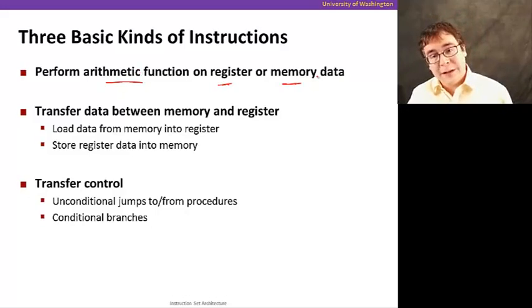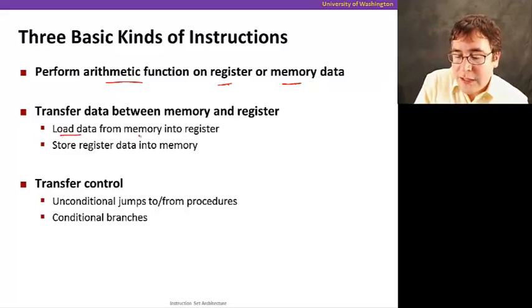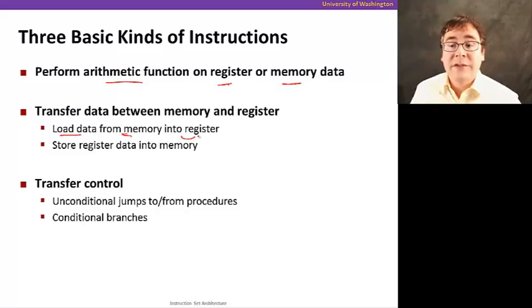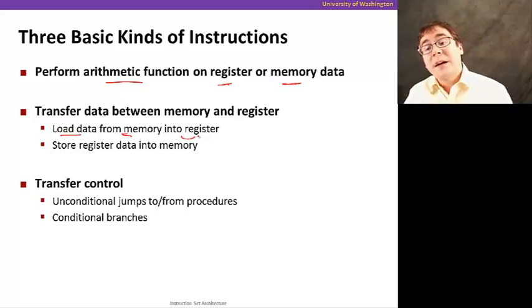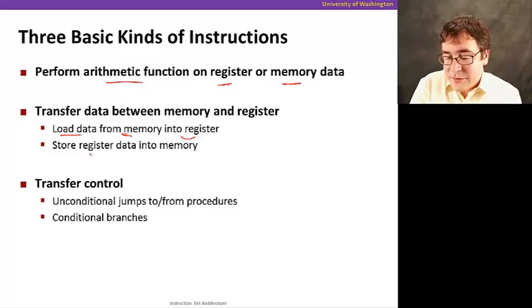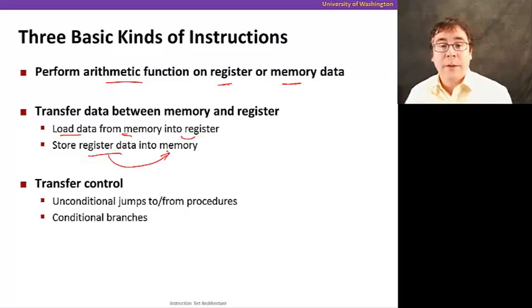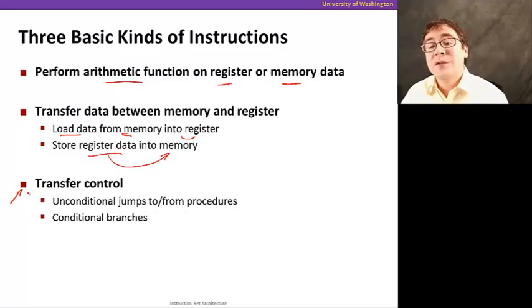The other type of instructions are instructions that move data between memory and the registers. You could load data from memory into a register. There are also instructions that get data from a register and store it into memory. That's the second category: data transfer between memory and registers. And finally, the third basic category of instructions is ones that transfer control.